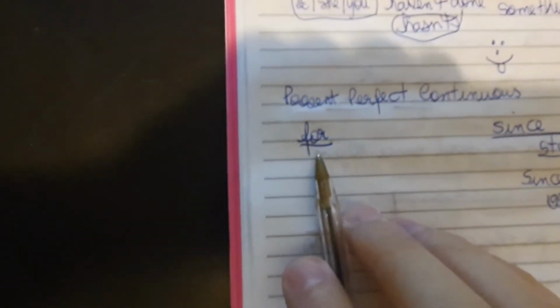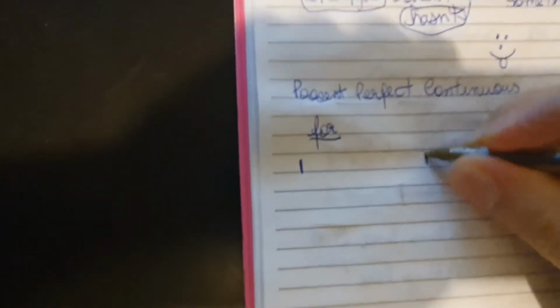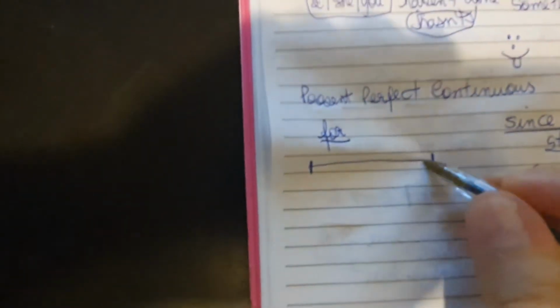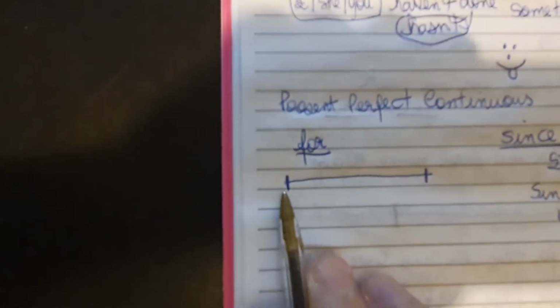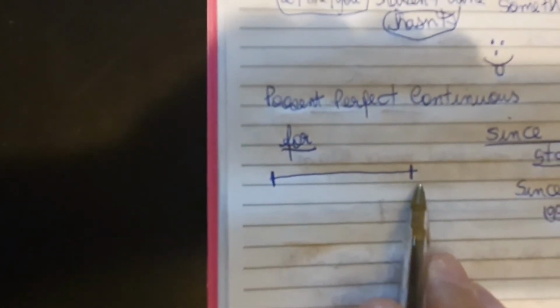For, on the other hand, limits the time. It's an interval of time in which you specify the beginning and the end of the action. Okay, so we have already seen this. It's easy.